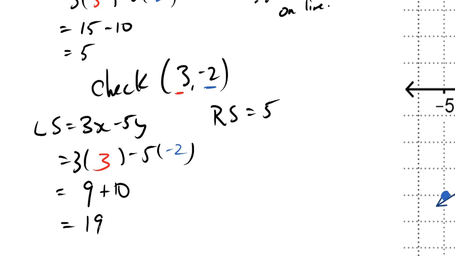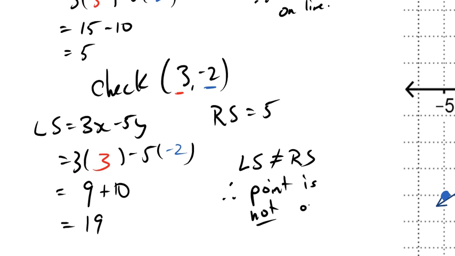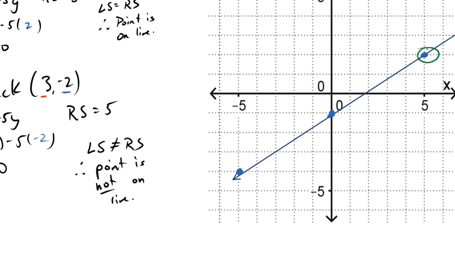What happened? Ethan, what happened? Left side is 19, right side is 5. Do they match? No. They don't match. Left side doesn't equal right side. Therefore, the point is not on the line. Let's take a look at this point. 3, negative 2. Over 3, down 2. It's not on the line.